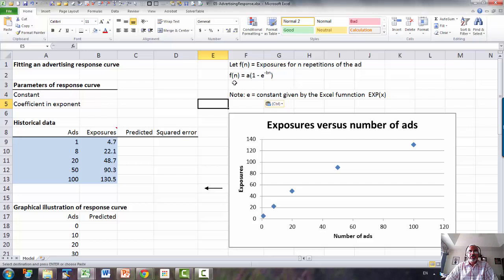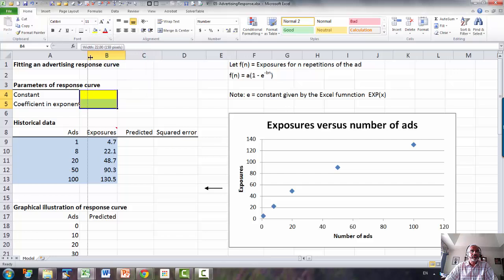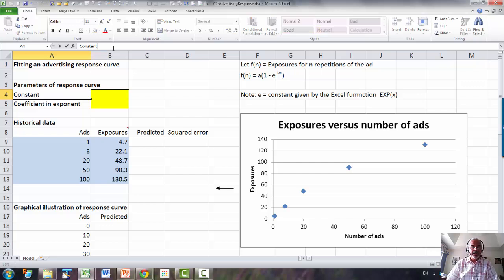Now we're going to assume that the exposure function will look like this. It is a function of the number of ads we run, where n is the number of ads. It's going to look like this: A times (1 minus e to the power of minus B n), where A and B are constants. That's what we have to find. So this is our A, and this is B, and we want to find those.